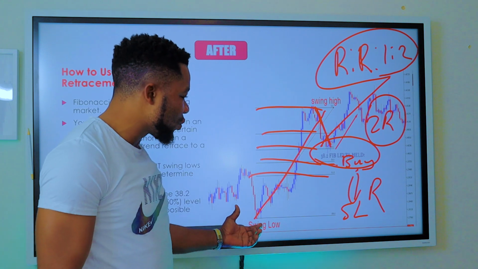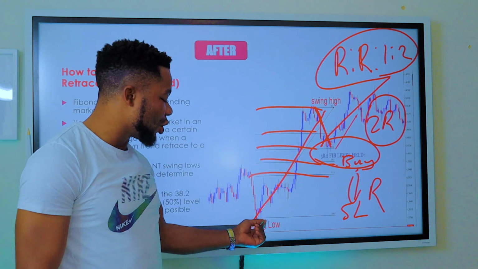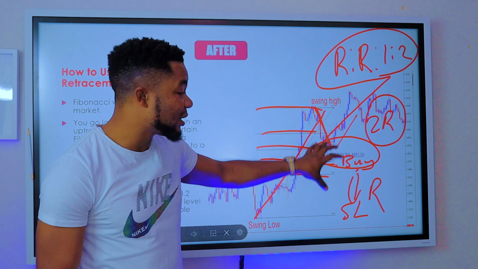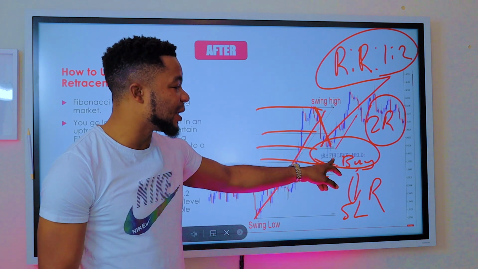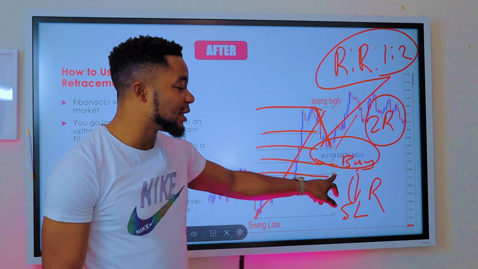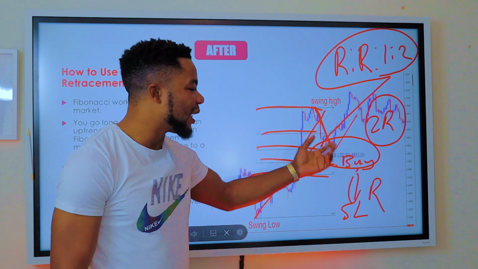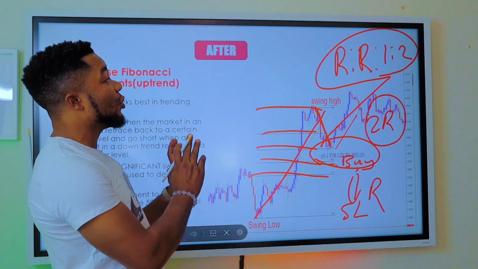As soon as you determine your swing low and your swing high, you bring your tool, put it on the swing low, and drag to the swing high. Then you are just waiting for the market to retrace back to any of these levels, the 50% level, the 38.2 level, or the 61.8 level. If the market gets to this level, that is where you're going to buy. This is now in an uptrend.